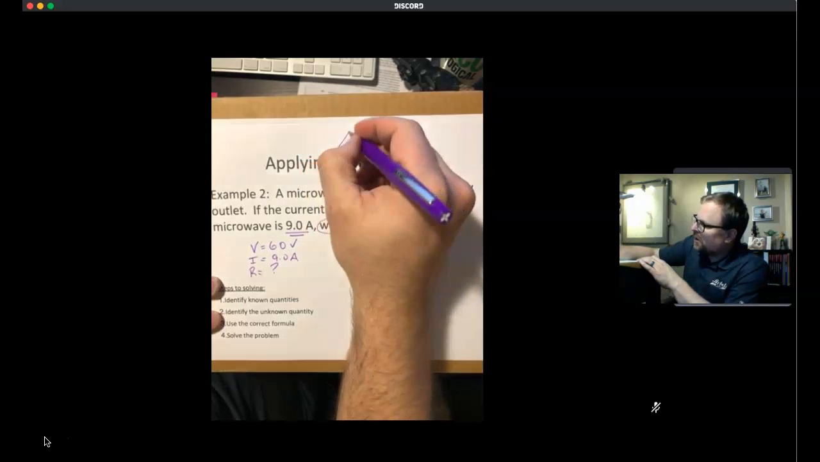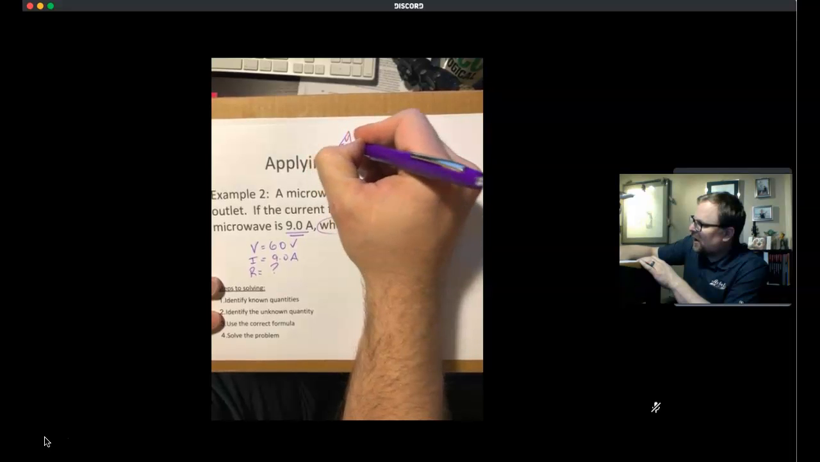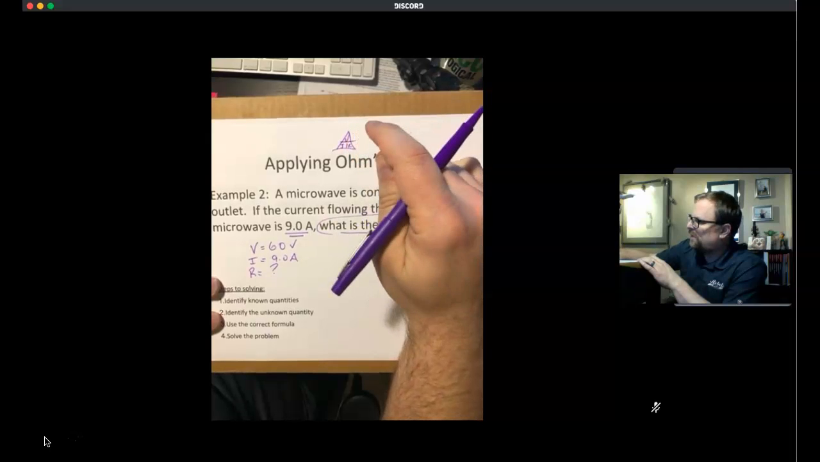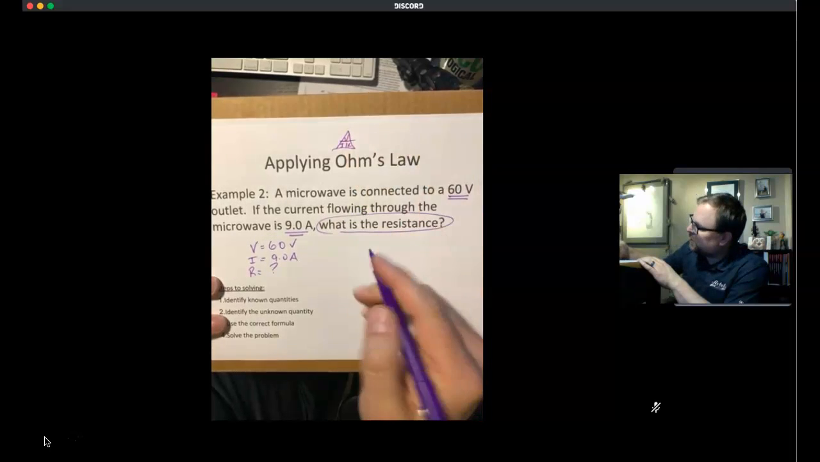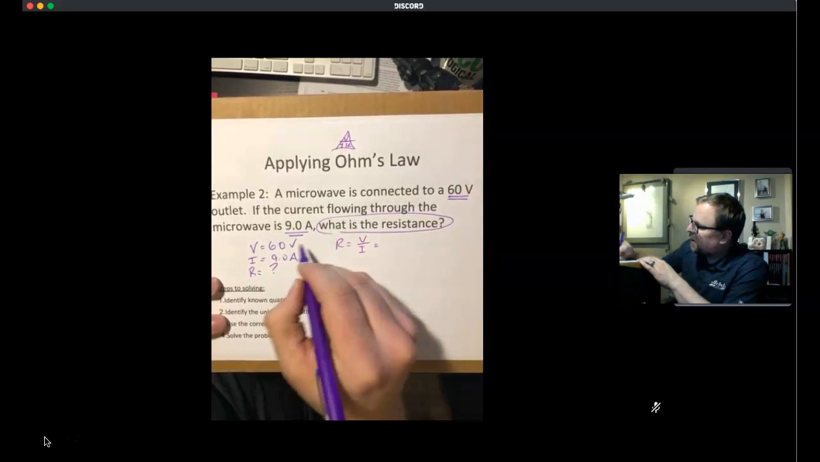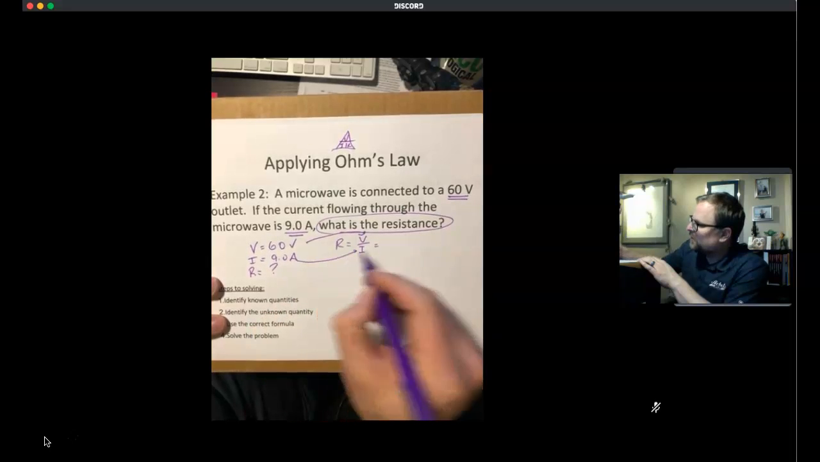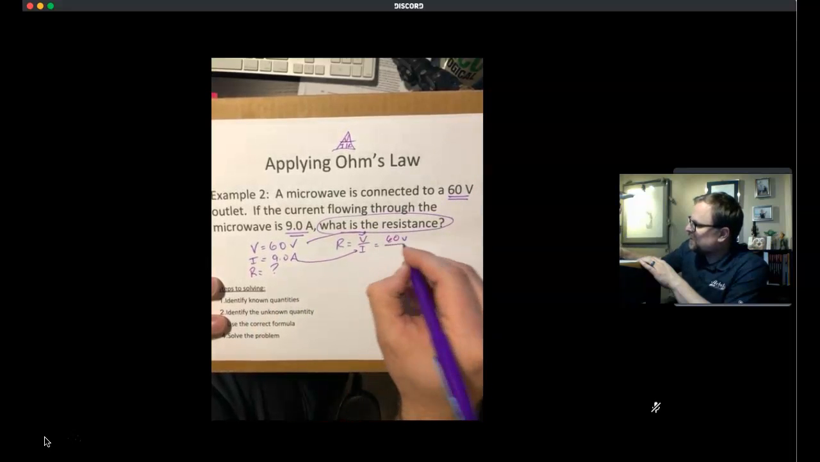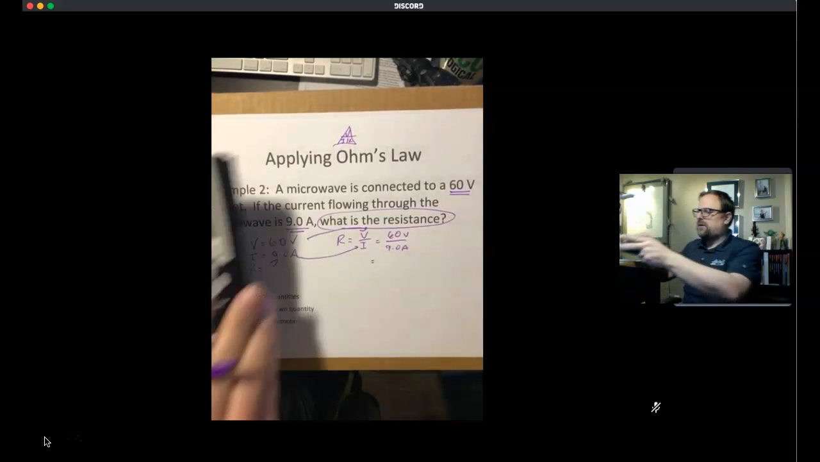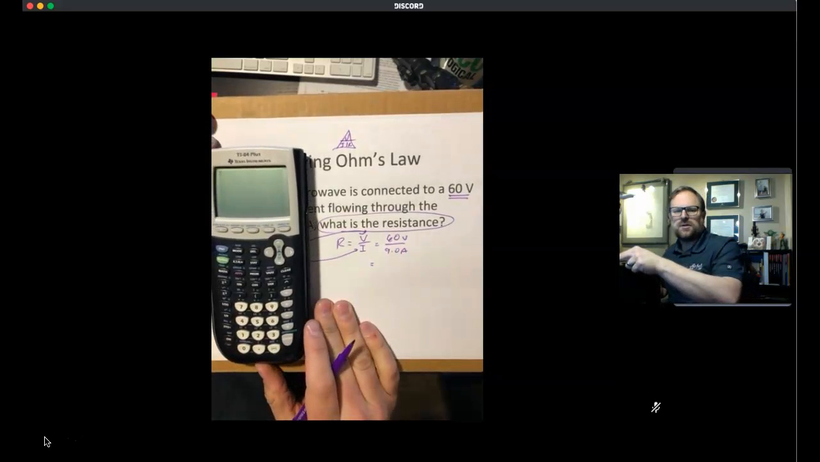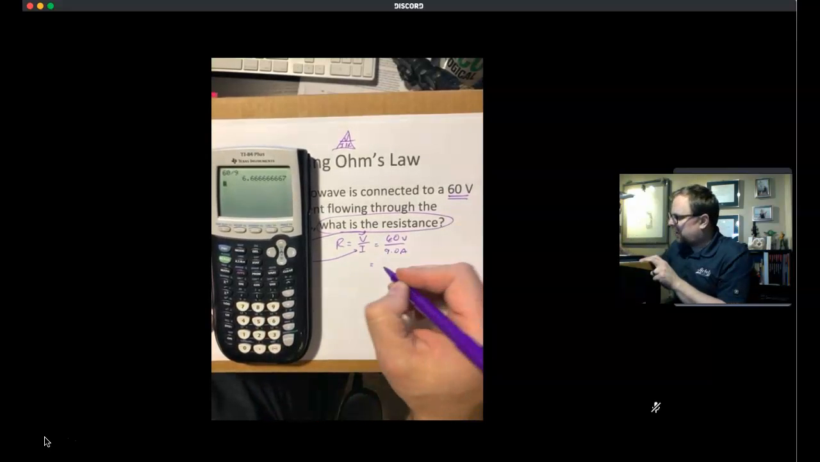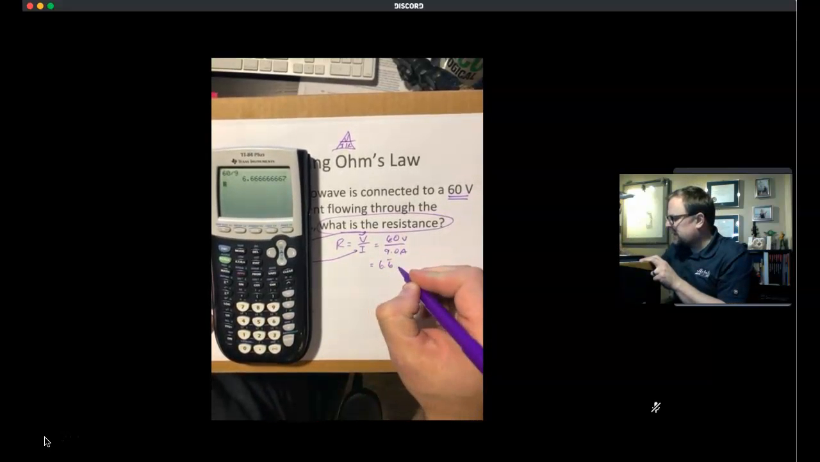We'll go back to our triangle, which was V, I, and R. Sorry I drew that so small. We are trying to figure out resistance again, so it's going to be V over I again. So resistance is V over I. V goes there, I goes there. So it's 60 volts over 9.0 amps. We're going to take our calculator out again, plunk it up on here so you guys can see it, and we'll just do 60 divided by 9, and our answer is 6.6 repeating.